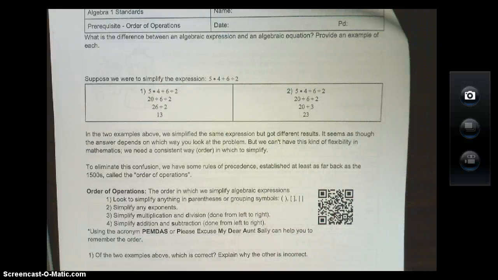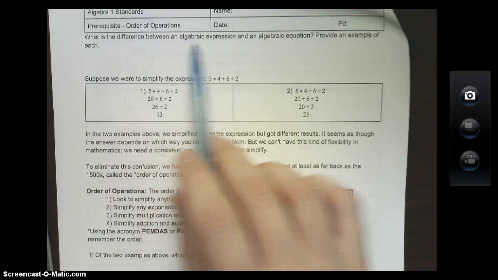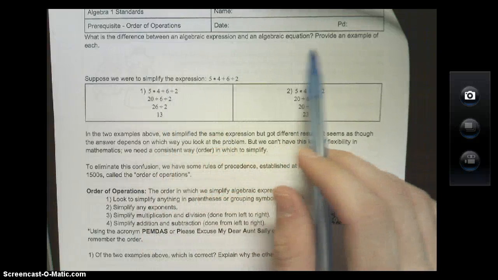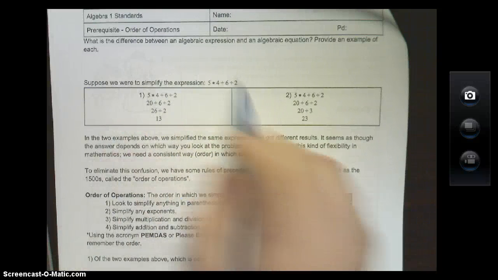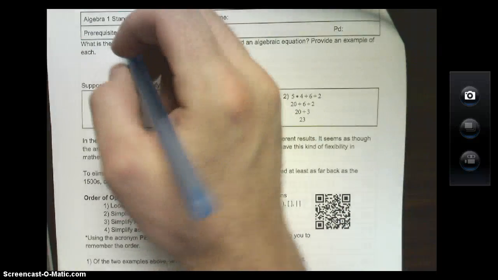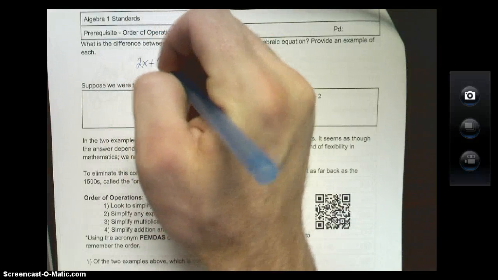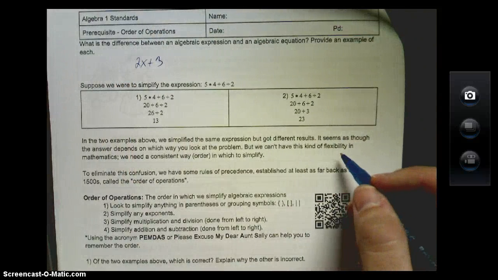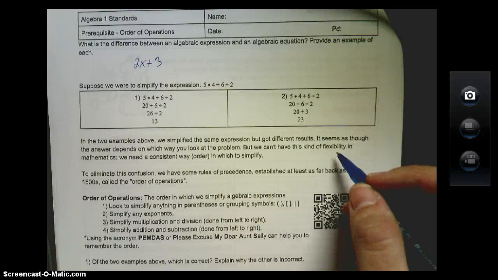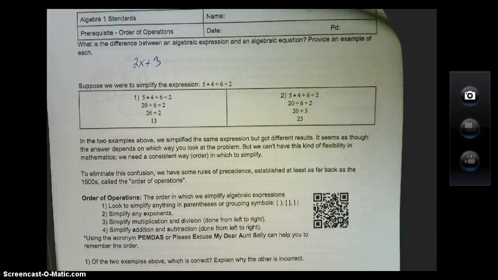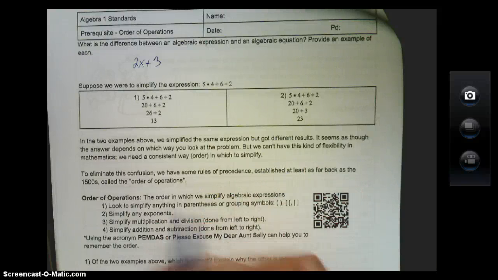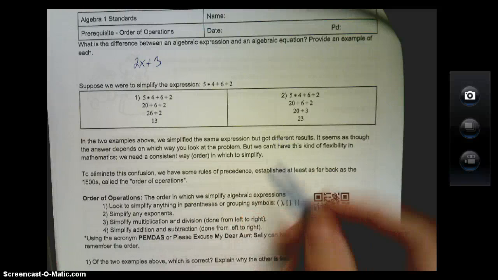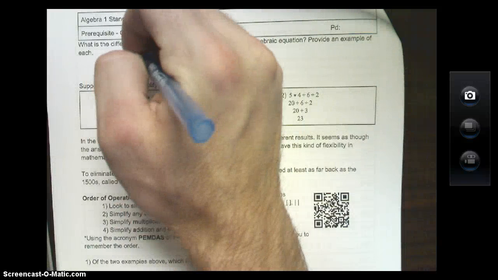Okay, so we start off with what is the difference between an algebraic expression and an algebraic equation? Provide an example of each. This is very important to differentiate early on. When you see an expression, it is something along the lines of, say, 2x plus 3. Notice that it stands alone. It's just an expression. You're waiting to find out what x is so you can substitute in for it. That's all you can do with it, okay? So right here we have ourselves an example, an expression.